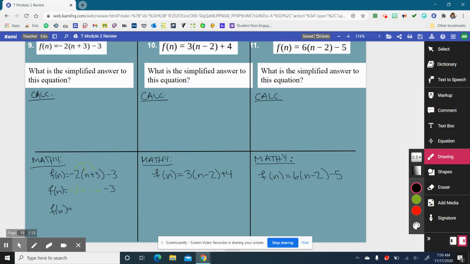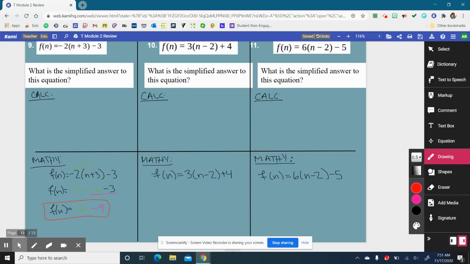Then we combine like terms. The only two things here that are going to be like terms are -6 and -3. Like terms have to have the same variable, but because -6 and -3 don't have variables, they're like terms. So -6 minus 3, well, that's -9. If you don't believe me, type it into your calculator. -2n doesn't have a like term, so for my final answer, we have f of n is equal to -2n minus 9.